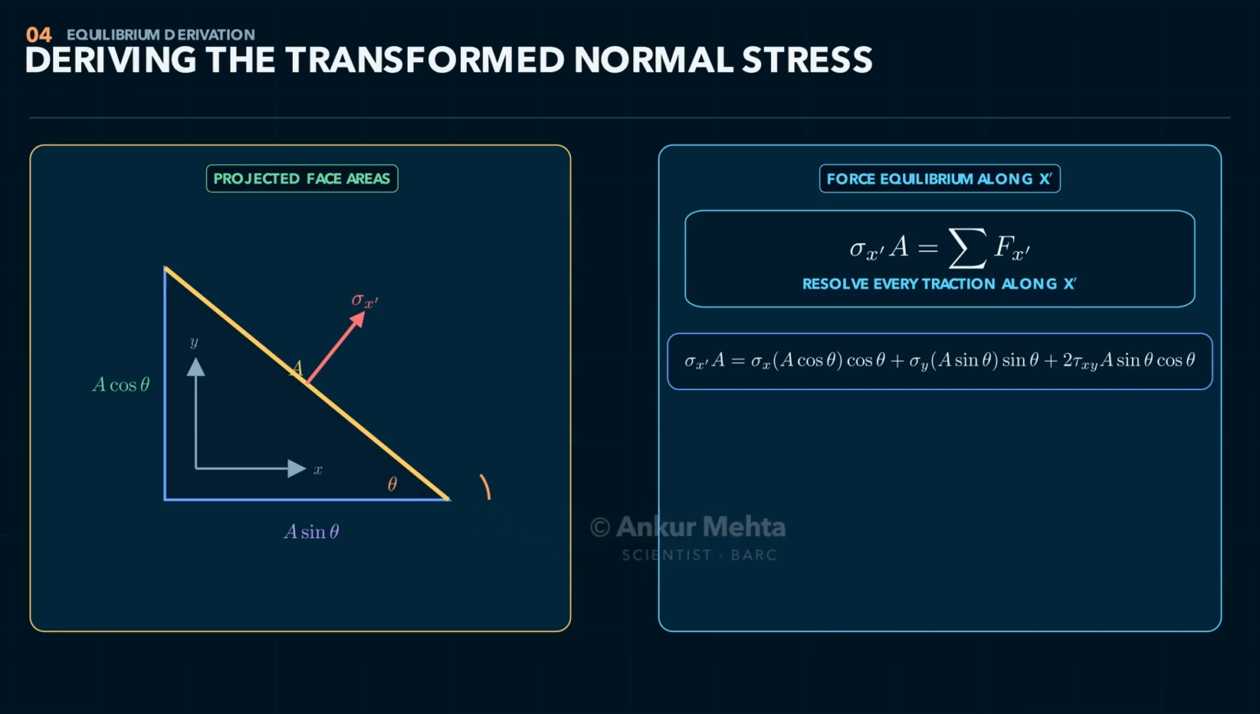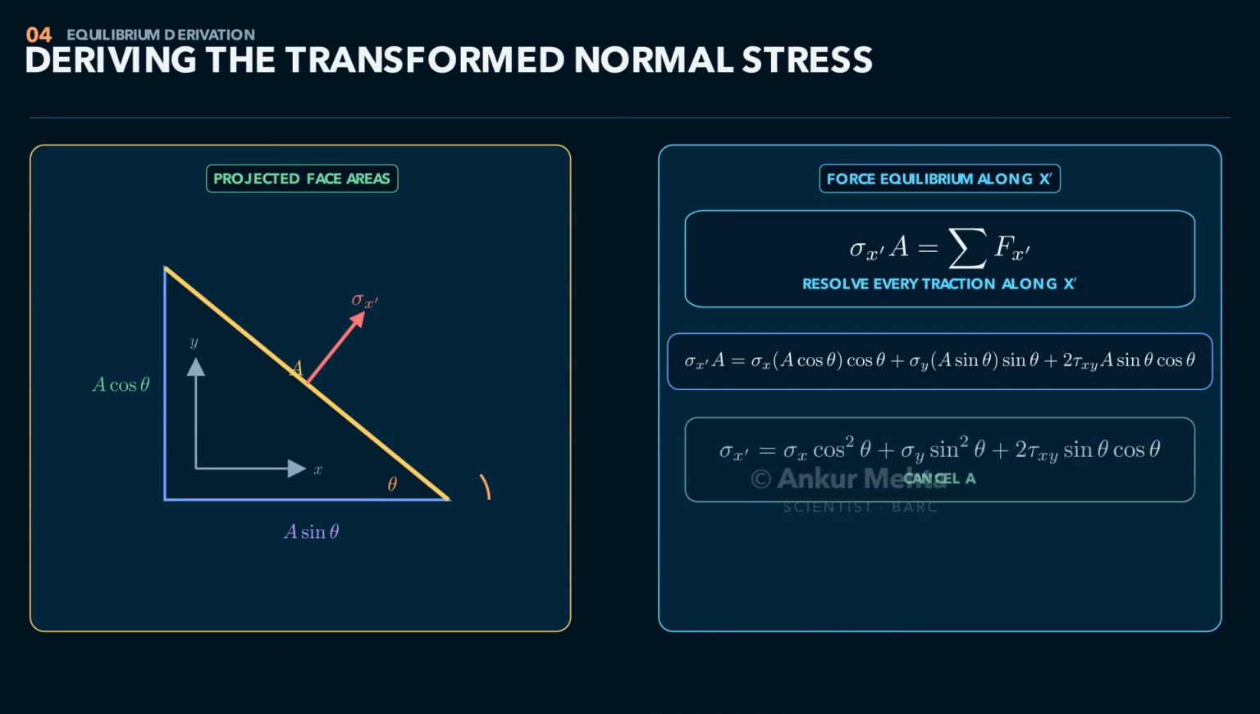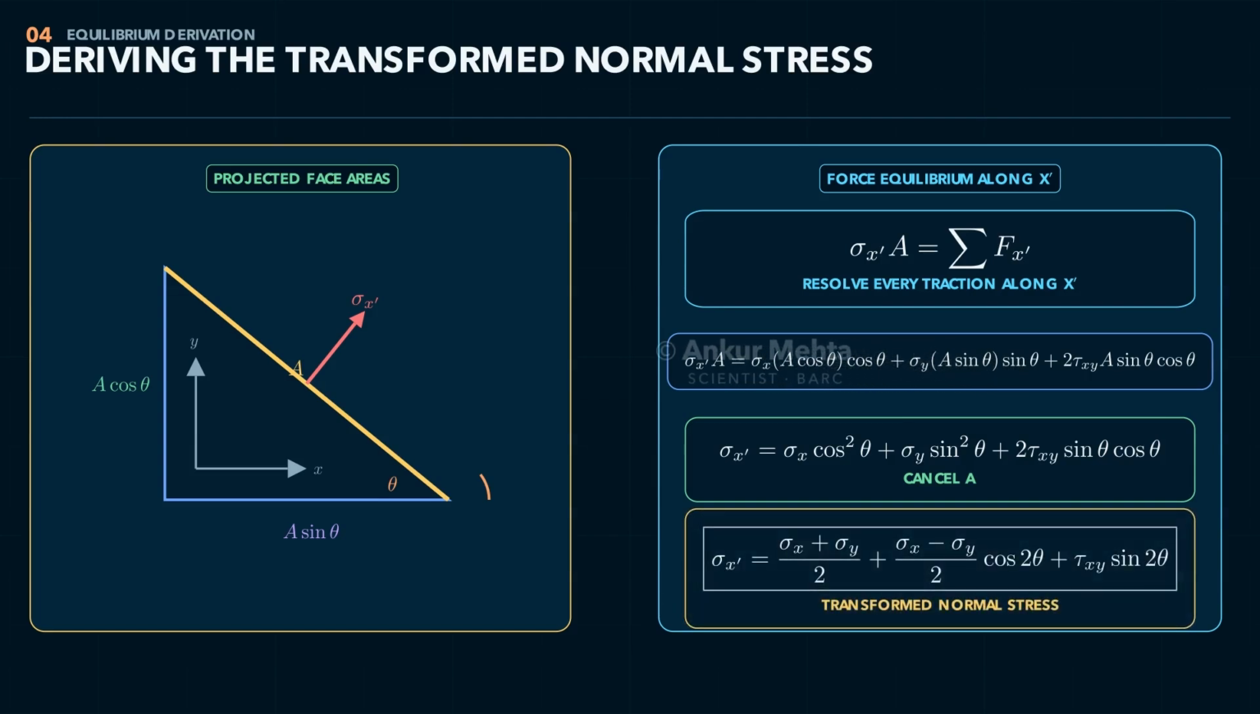After cancelling A, sigma x prime equals sigma x cosine squared theta plus sigma y sine squared theta plus 2 tau xy sine theta cosine theta. Now use the double angle identities. The result is the average normal stress plus the normal stress difference multiplied by cosine 2 theta plus the original shear stress multiplied by sine 2 theta.